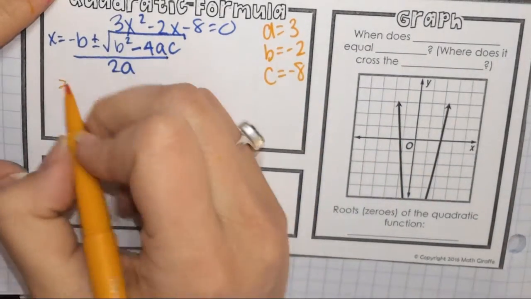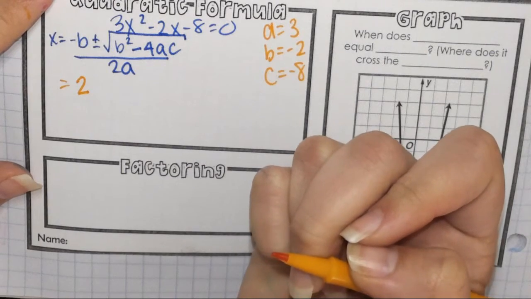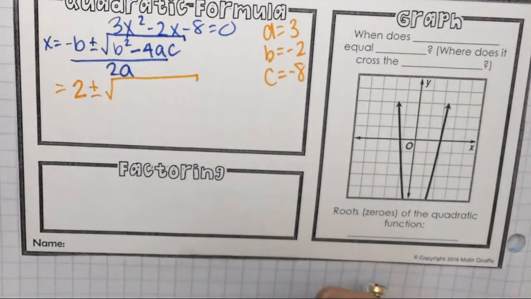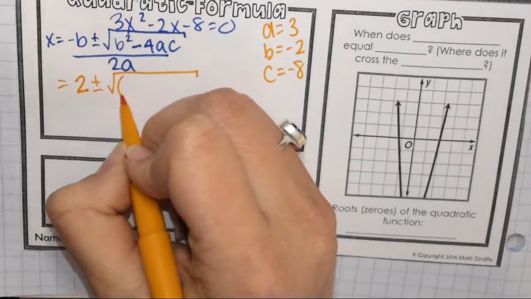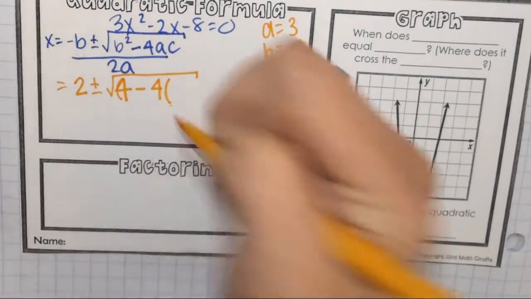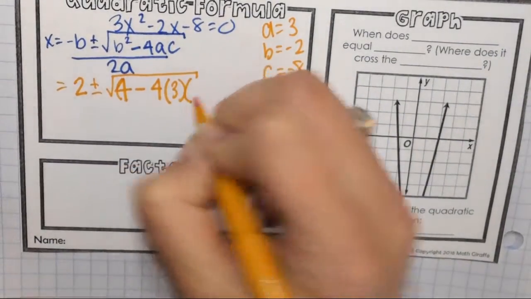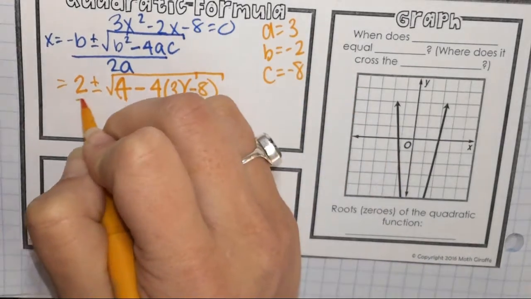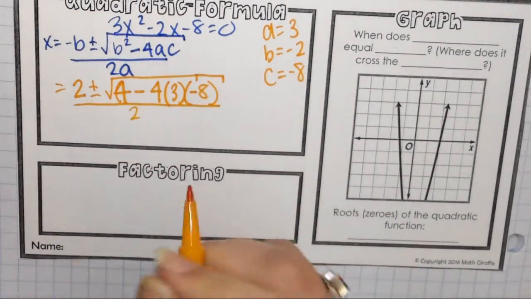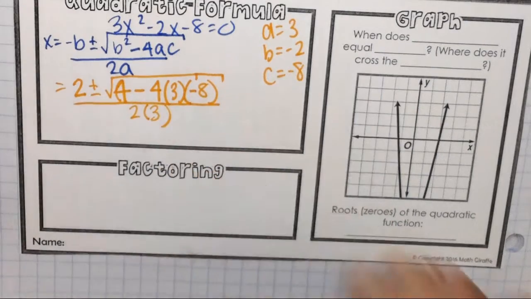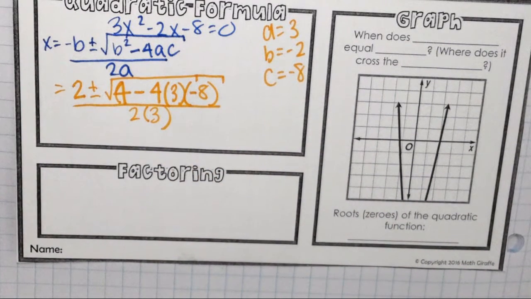What's the opposite of -2? 2. All right, so it's -2 squared, which is 4, minus 4 times 3, because it's A. Divided by 2 times what? 3.